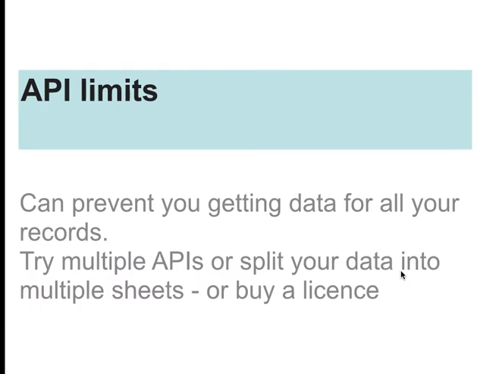One final thing to be aware of is that some APIs have limits. I've mentioned the limits before you start to pay. Some of them are simply limits before you can no longer use them. In these situations, you might want to try multiple APIs. So for example, if you're using Google Maps and you hit the limit there, you might use something like Yahoo Maps API if you're getting similar data.